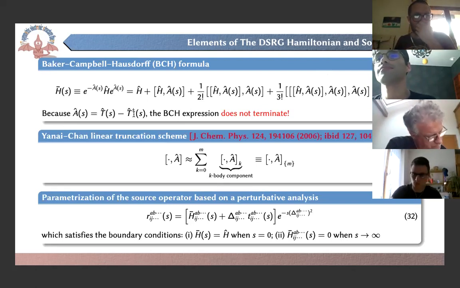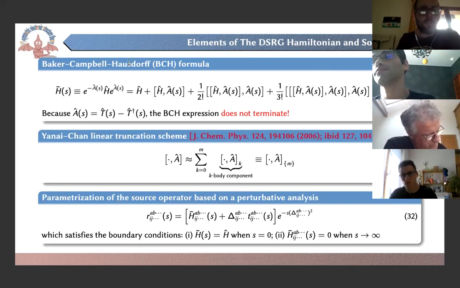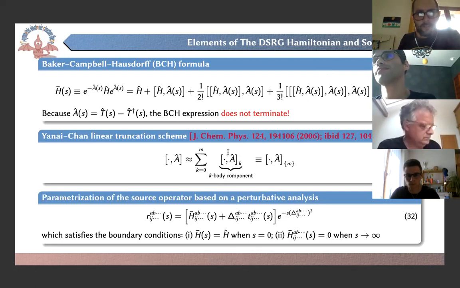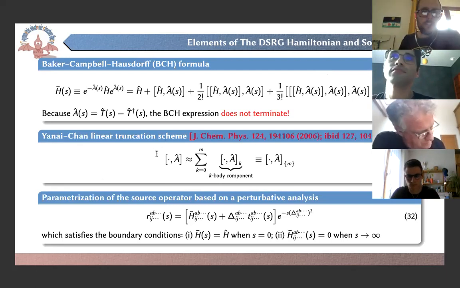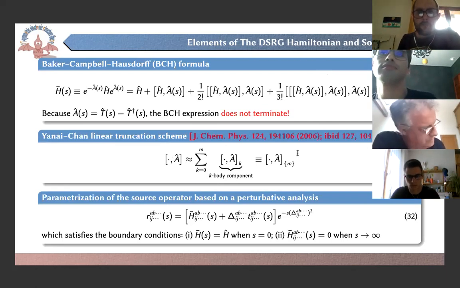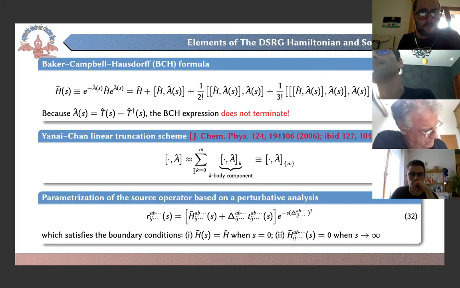So you have to find a way to truncate somehow these commutators. In DSRG, they use the Yanai-Chan linear truncation scheme, which is like this. You linearize each commutator, and you say that if you want the commutator up to m-body terms, you're going to compute it, because it's linearized, as the sum of all the commutators up to a k-body exponent, summing from k equals 0 to n. So that's an approximation.